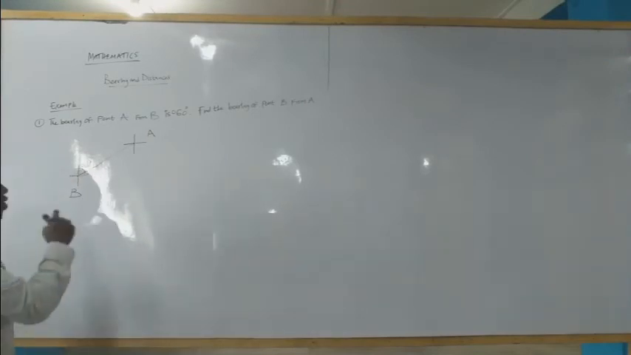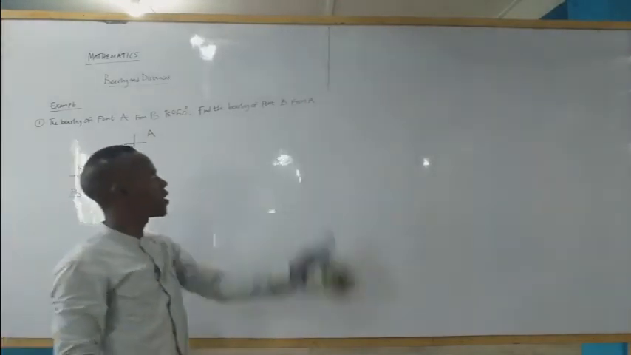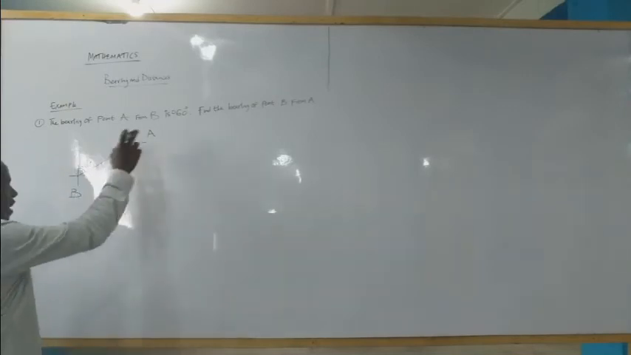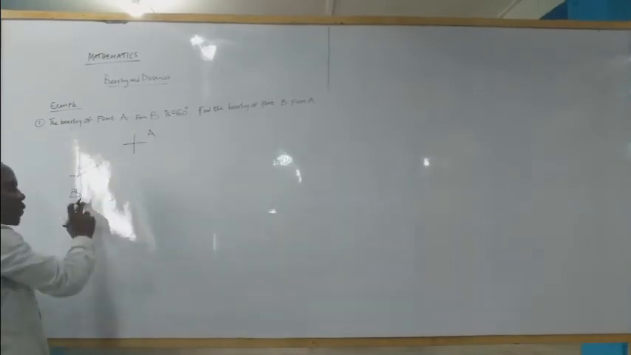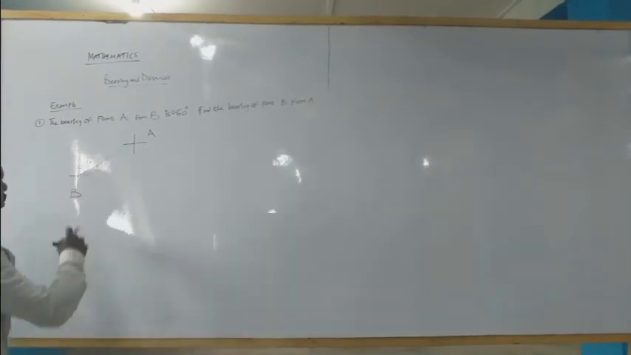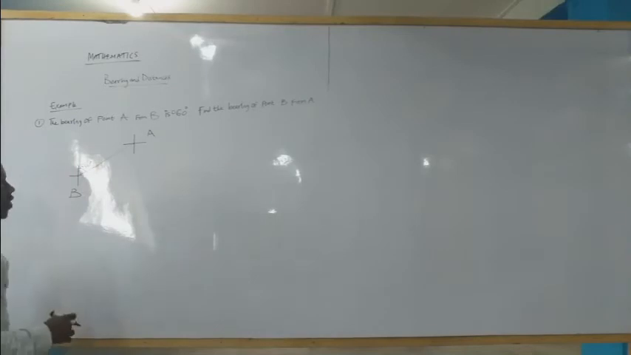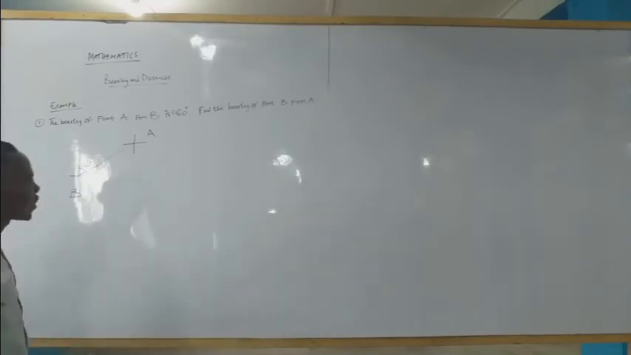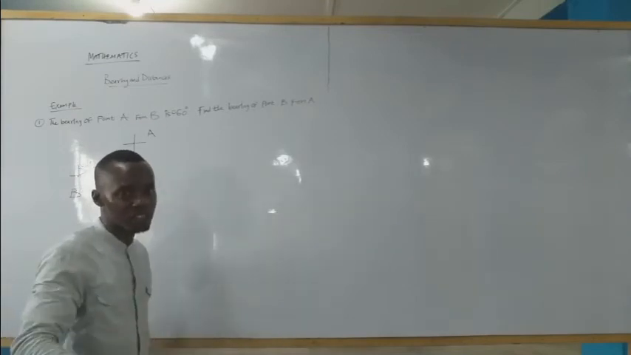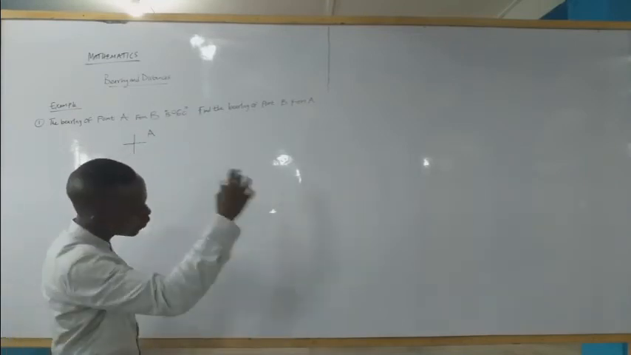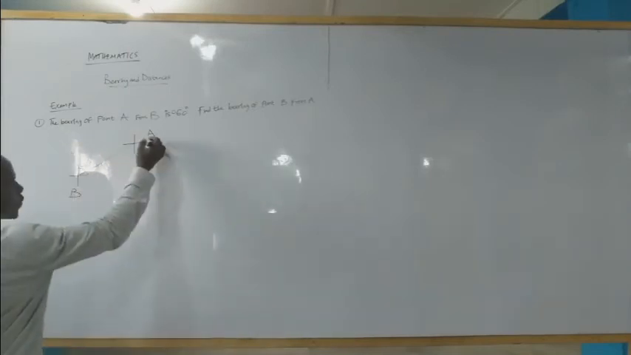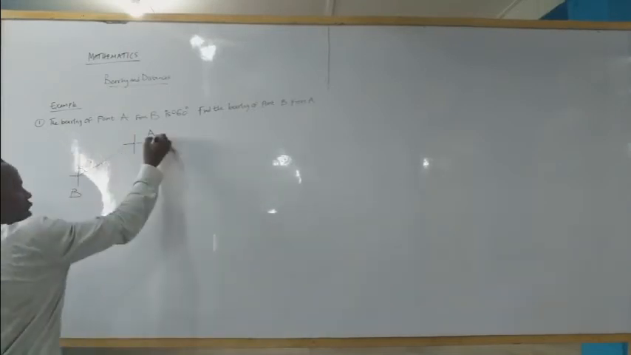So now they're asking us to find what? The bearing of point B from A. So bearing of point A from B, meaning that we are starting from B going to A. Bearing of A from B is 60. Then the bearing of B from A, what will it be? I told you, whenever you are using 3 digits bearing, you start from the North Pole and move what? Clockwise direction.